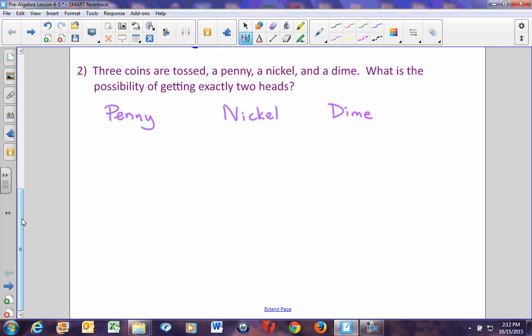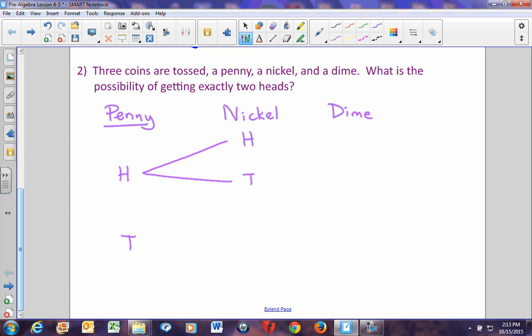Now, if I tossed my penny up in the air, it could either land with a head or it could land with a tail. Let's say the penny landed head side up first. Now, if I tossed my nickel up, my penny can be paired with the nickel. When I toss my nickel up, my nickel can come up with a head, or my nickel can come up with a tail. So that penny could be paired up with a nickel and head, or it could be paired up with a nickel and tail.